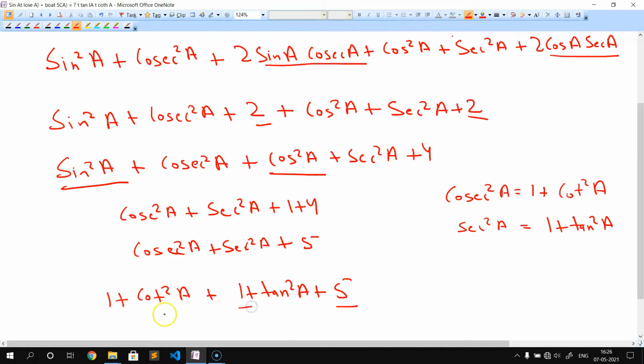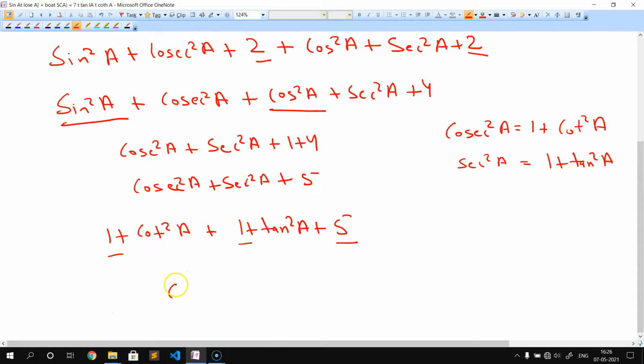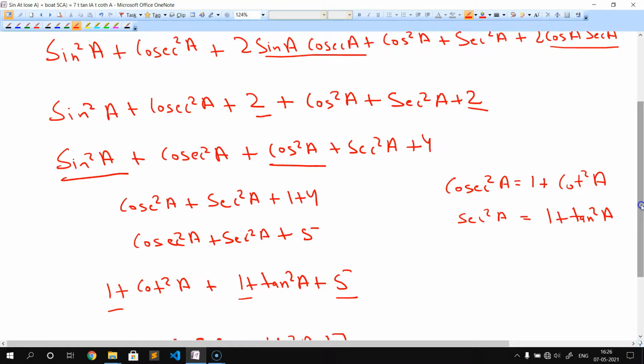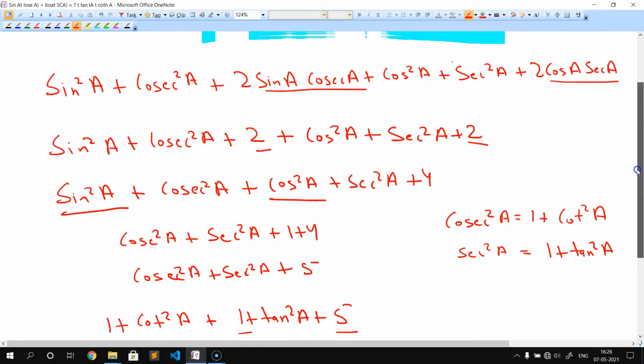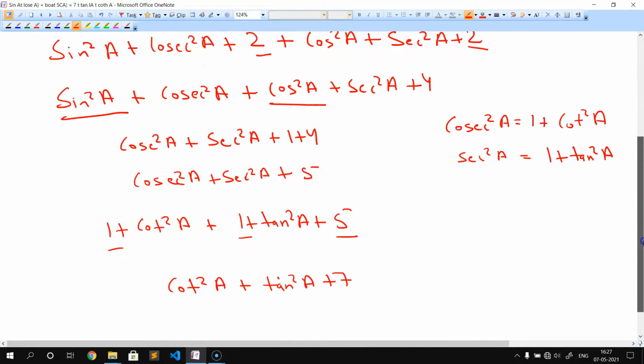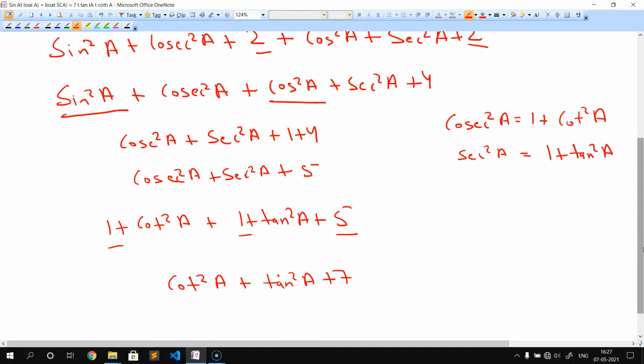5 plus 1 is 6, plus 1 is 7, and it will become cot square a plus tan square a plus 7. And I think that's what we have to prove in our question. Tan square a plus cot square a plus 7, cot square a plus tan square a plus 7. Okay.